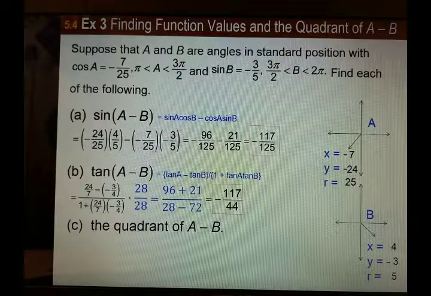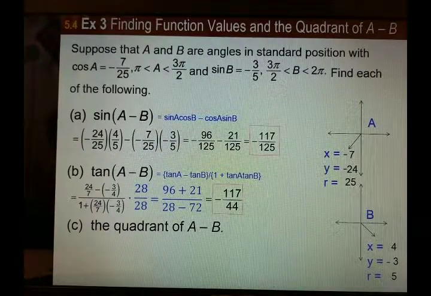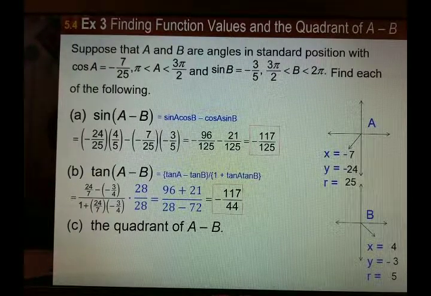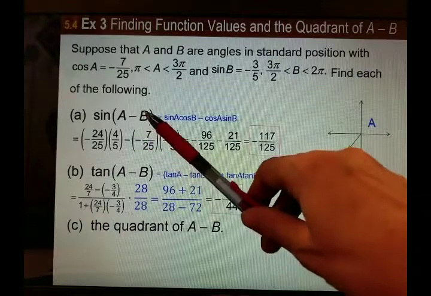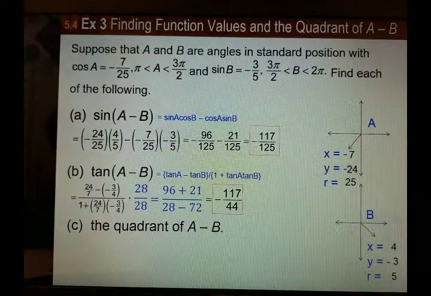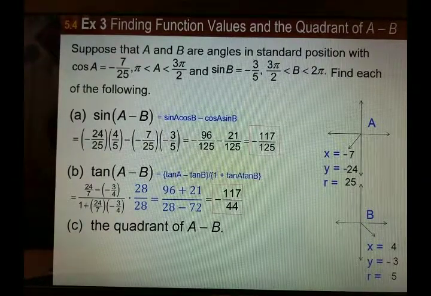Now the interesting one on this one, see, we know angle A was in quadrant 3, and we know angle B was in quadrant 4, but to finish up the question, they want to know in what quadrant would A minus B fall. See, right here, guys, we know the sine of A minus B is a negative value. The tangent of A minus B is also negative. So by your All Students Take Calculus, you'd want to figure out where the sine and the tangent are both negative.